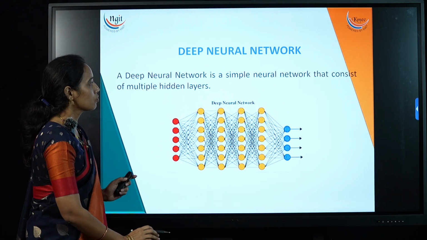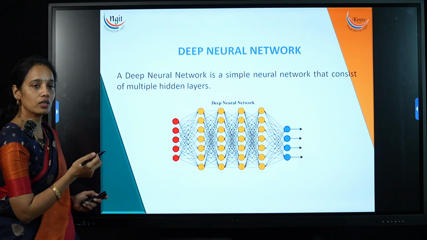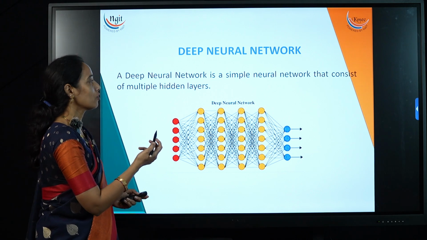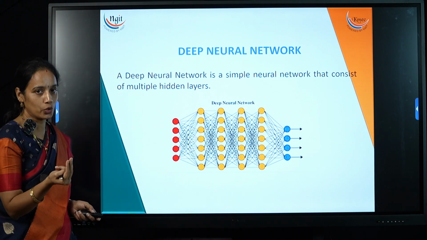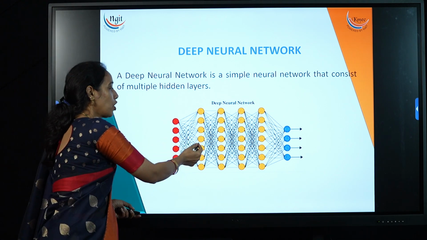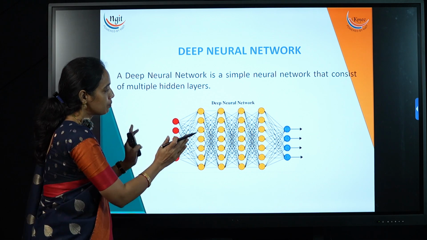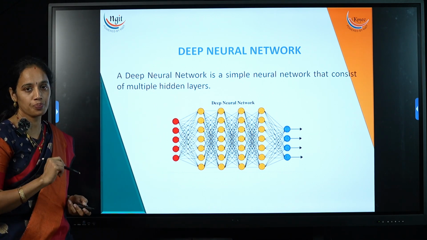And next, this is a diagrammatic representation of a deep neural network. A deep neural network is a simple neural network that consists of multiple hidden layers. In the previous one we have seen only two hidden layers, but here we have n number of hidden layers. If you are using this many hidden layers, this particular architecture we generally call the deep neural network, or simply the DNN.